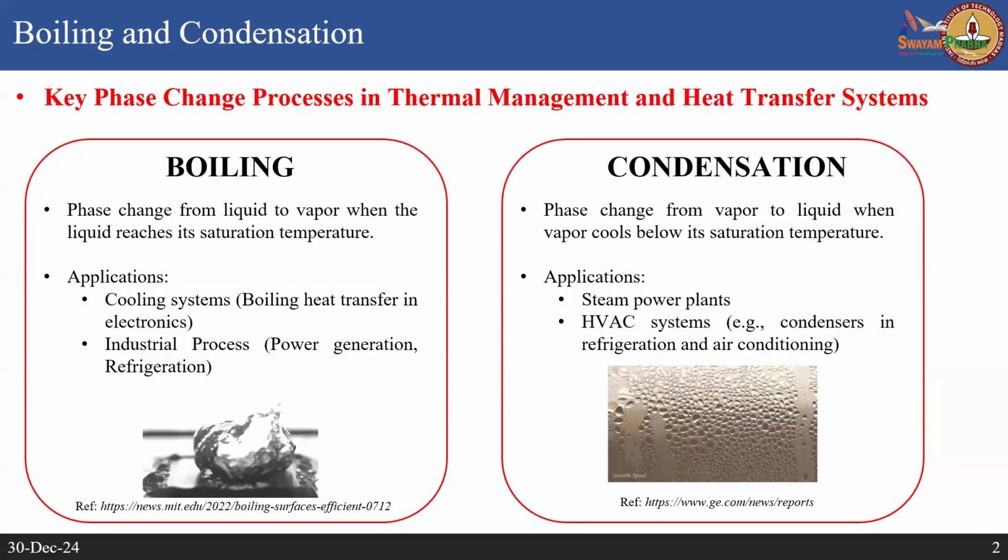I think the very first thing that you need to understand, of course, this is a slide which shows the difference between boiling and condensation. When you talk about boiling, it is basically a phase change from liquid to vapor state, and this can happen only when the liquid has reached its saturation temperature at a given pressure or is above the saturation temperature, right.